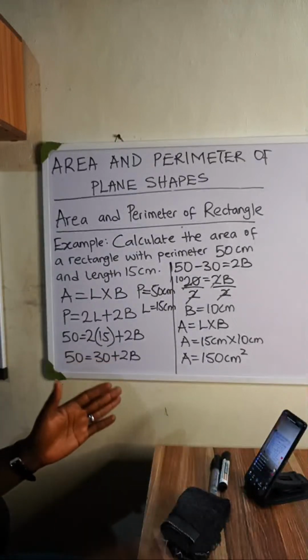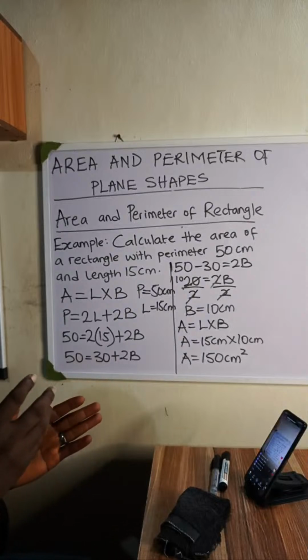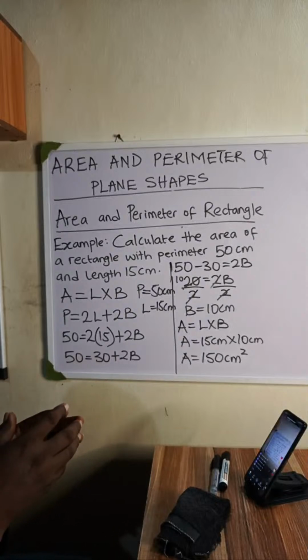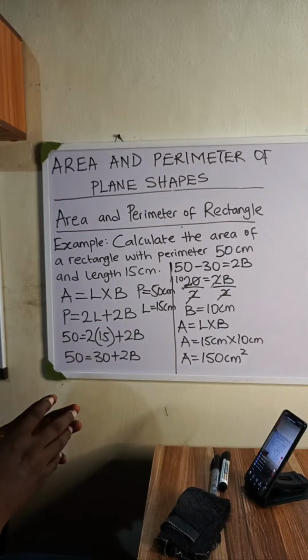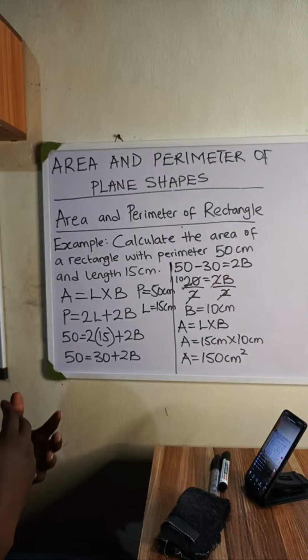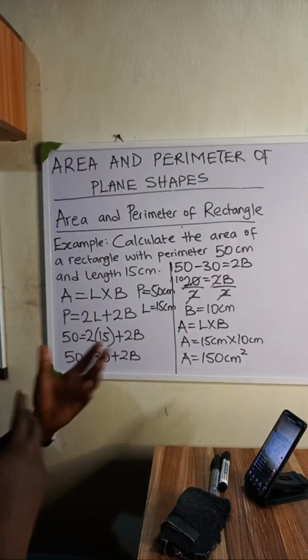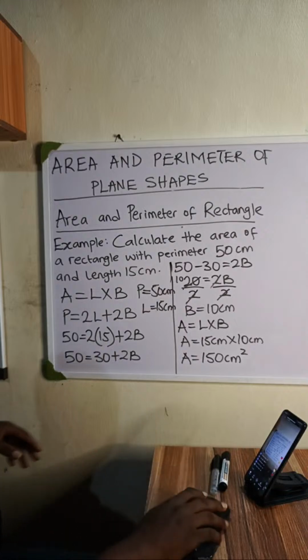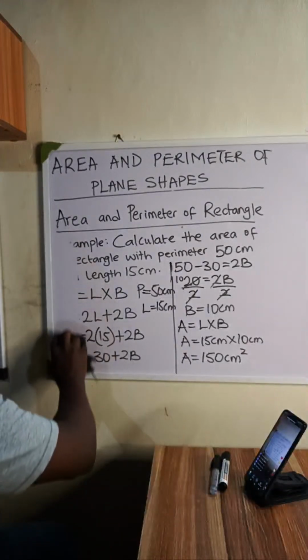So this is how to calculate the area when you're given the perimeter. Also, you can calculate the perimeter when you are given the area and one of the two dimensions. So I'd like you to solve a question on that.